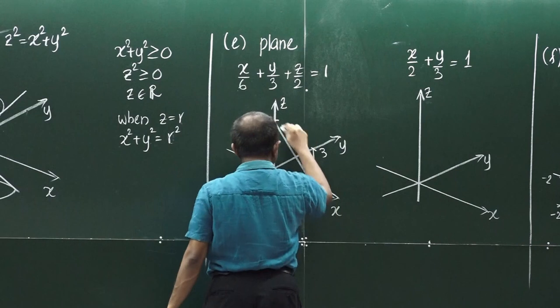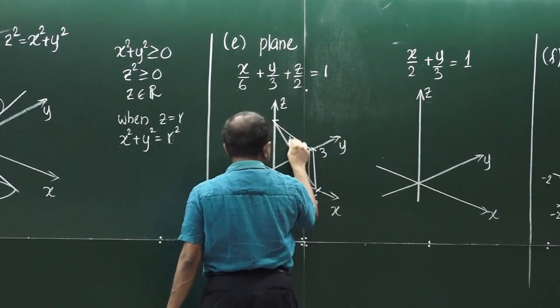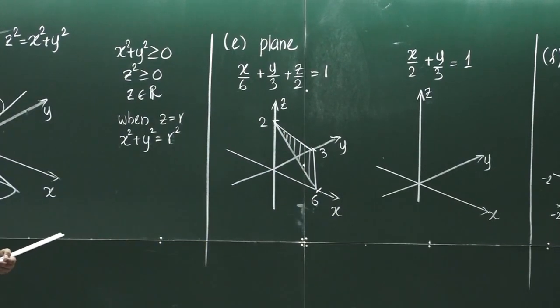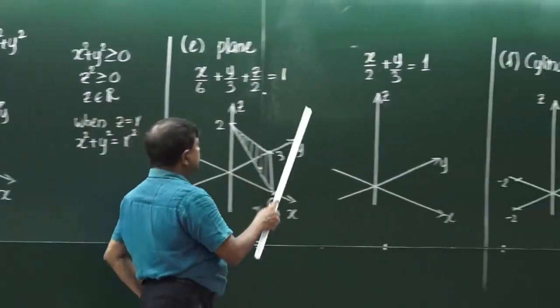Now, you form this, and you can draw some lines like this just to say that you consider the portion of the plane inside the first octant. Similarly, take this one.